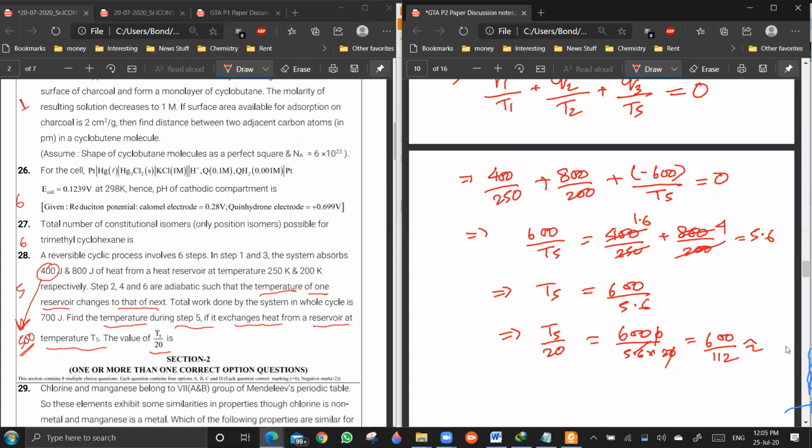Yes, no, something. Is it numerical or integer? Integer, sir. In this case, you are getting a 5.36, so they have approximated it to be 5. Are you getting my point?